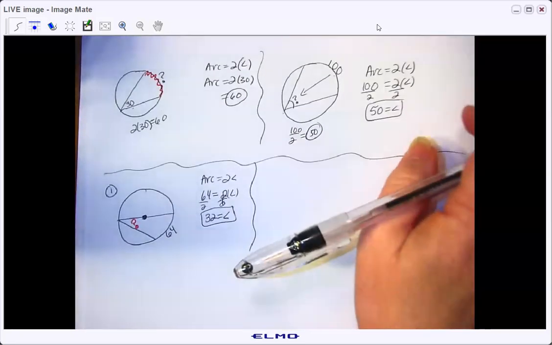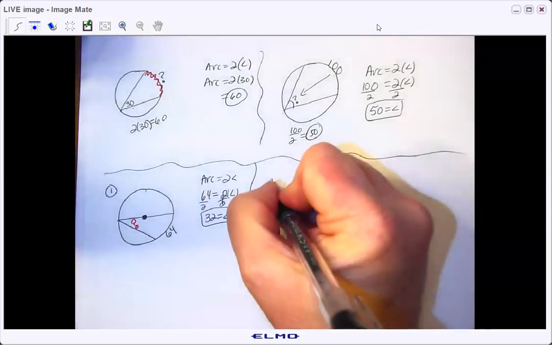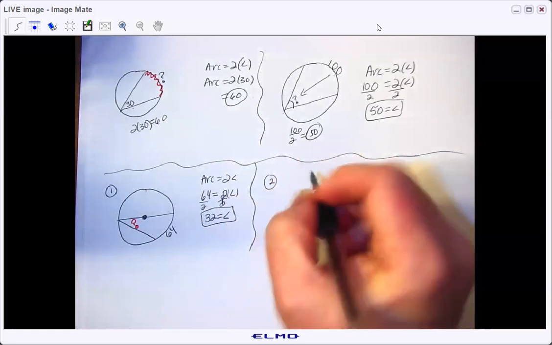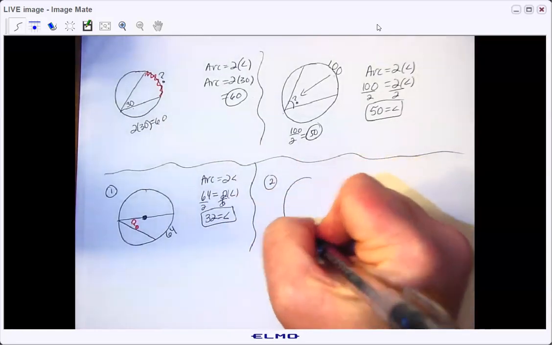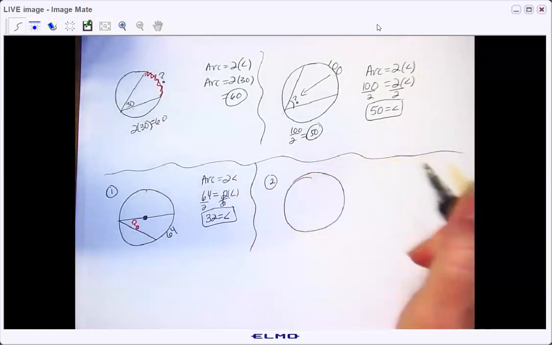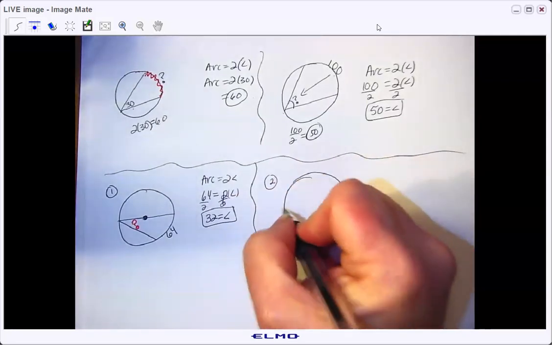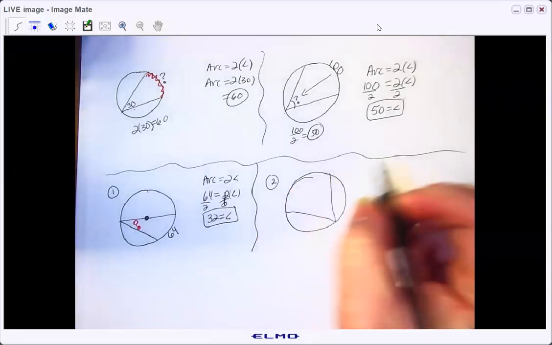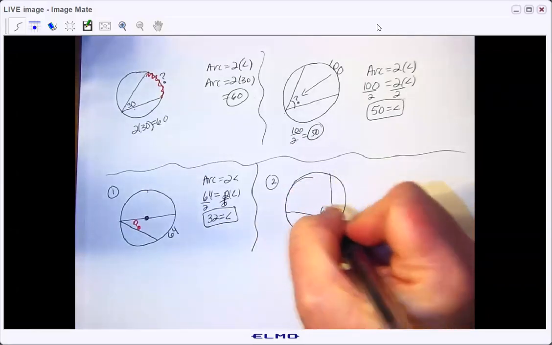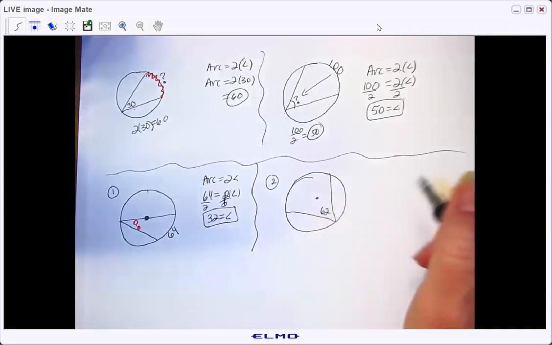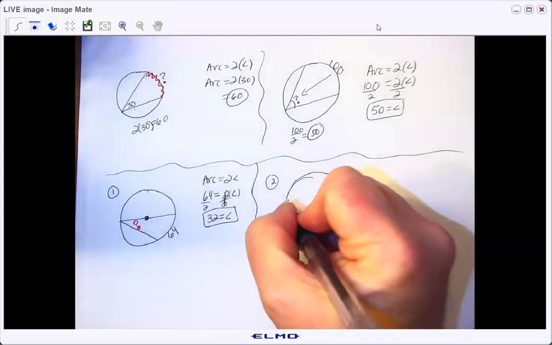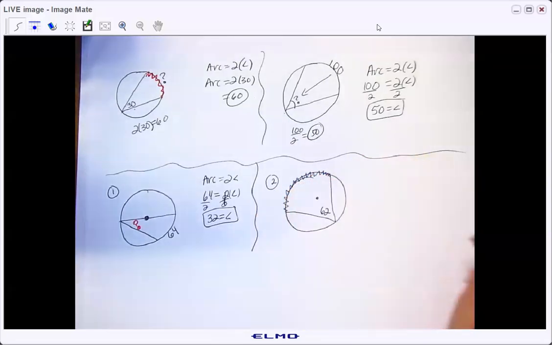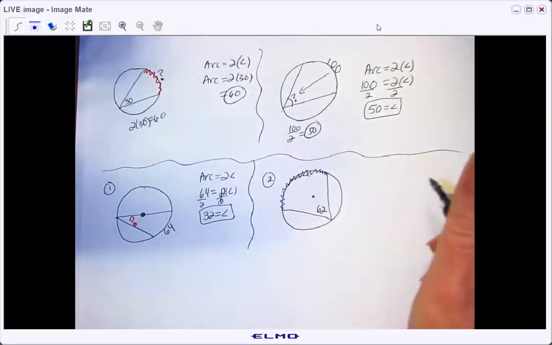So if you have questions, please stop me. Number 2. This one's a little more tricky because they give you an extra line. Okay. If it were only this, I think most of you could do it with no problem. They want you to find the intercepted arc. Go ahead and put in the answer in the chat box.